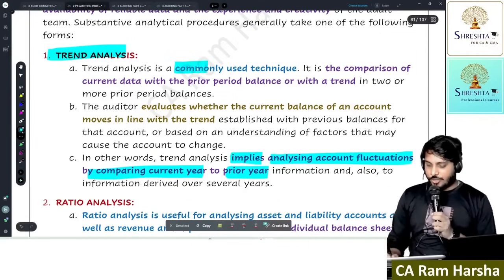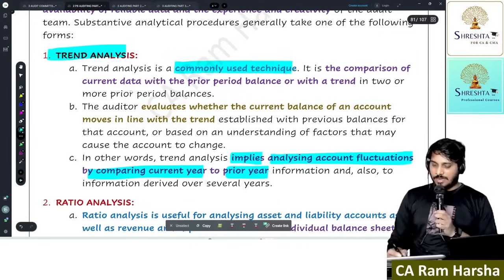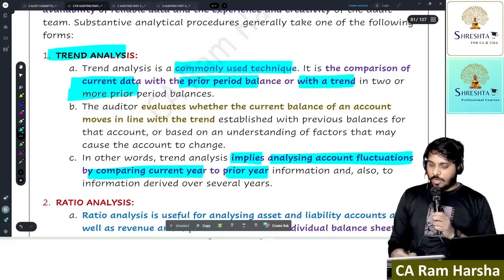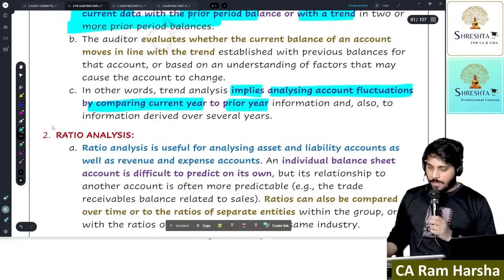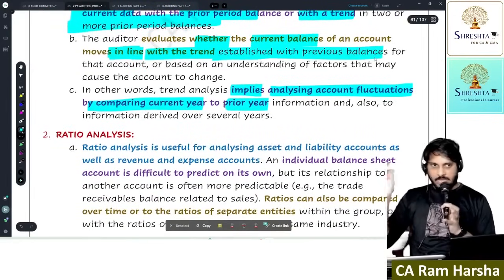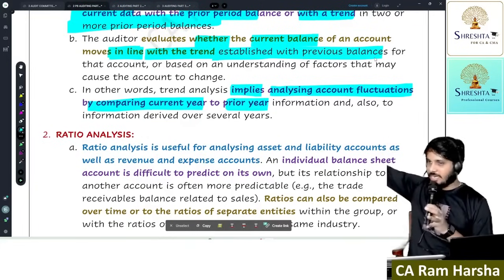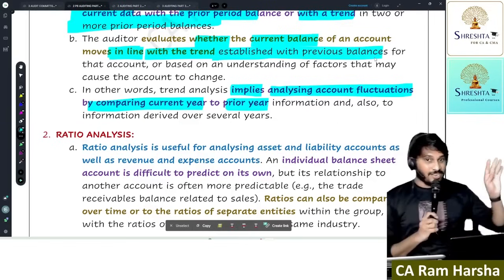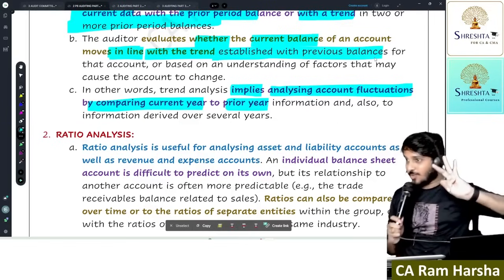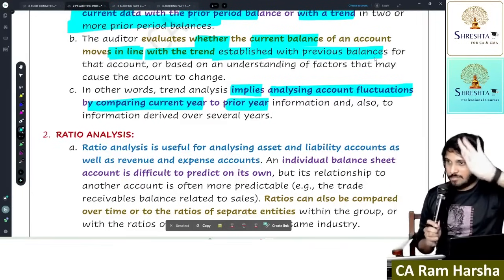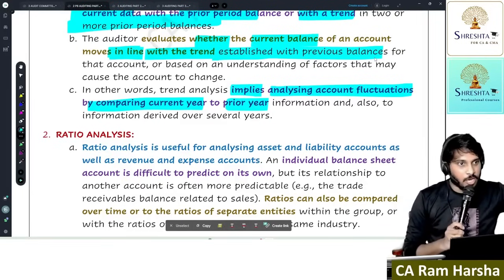Trend analysis is a commonly used technique. It is nothing but comparison of current data with the prior balances or with the trend in 2 or more prior periods. Here, the auditor evaluates whether the current balance is in line with the trend established in the previous periods. Whatever past trend is there, whether the same trend continued or not. Generally, I can apply trend analysis on rental expenditure, salary expenditure. Even turnover I may not apply always. Sometimes I can apply if the industry situations are normal.